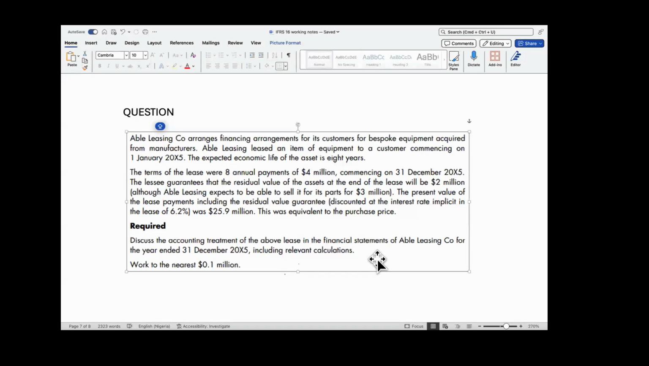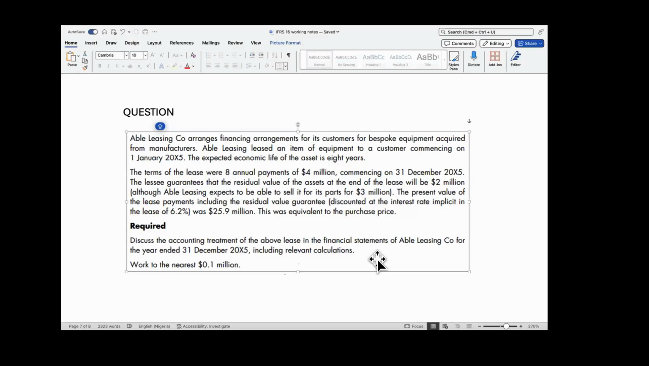The present value of the lease payments, including the residual value guarantee, discounted at the interest rate implicit in the lease of 6.2%, was $25.9 million. This was equivalent to the purchase price. You are then required to discuss the accounting treatment of the above lease in the financial statements of Able Leasing Co. for the year ended 31st December 2005, including relevant calculations.